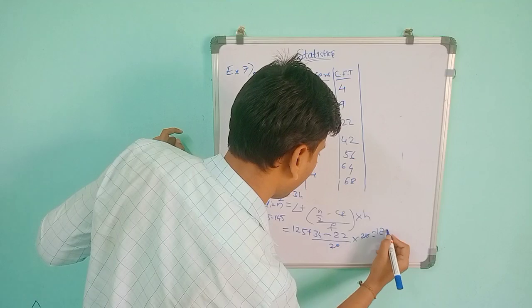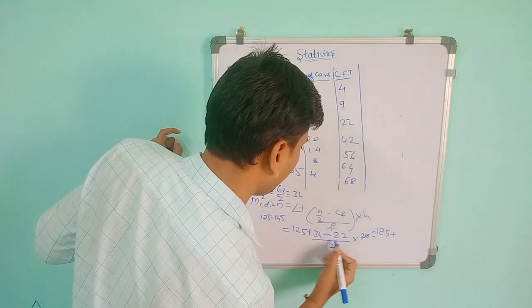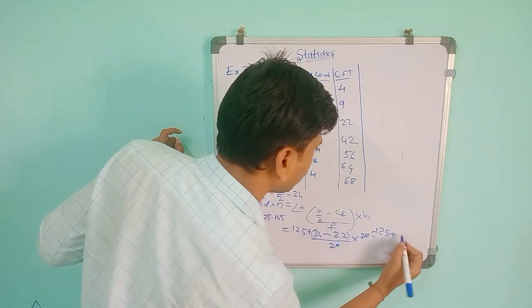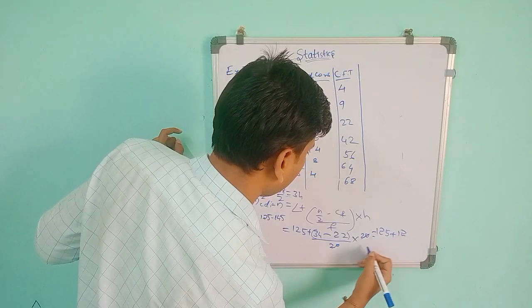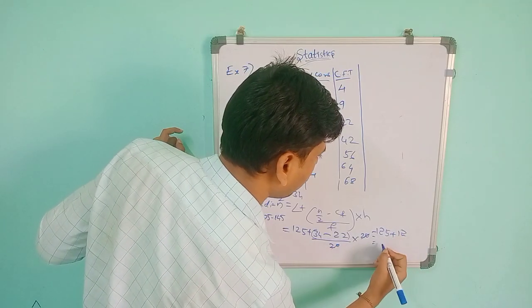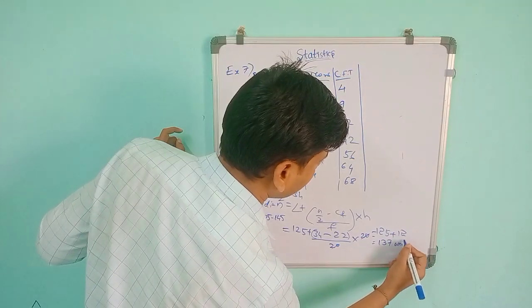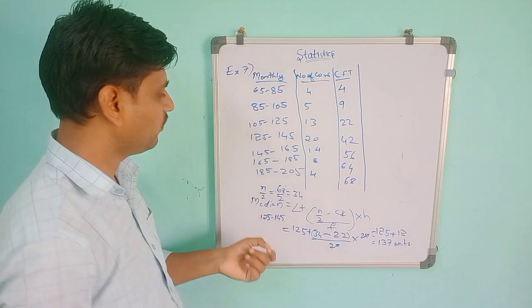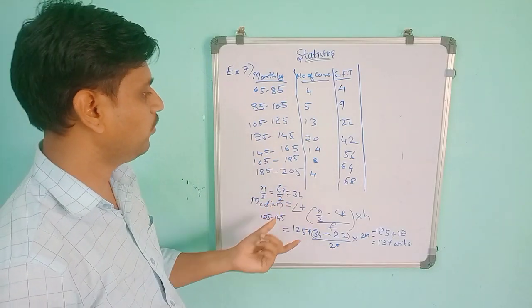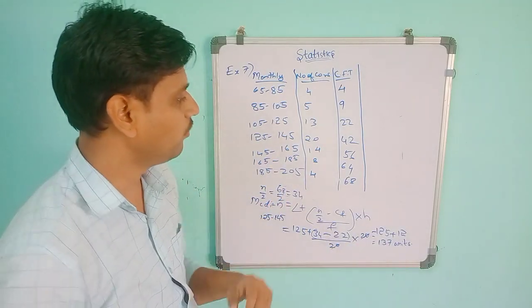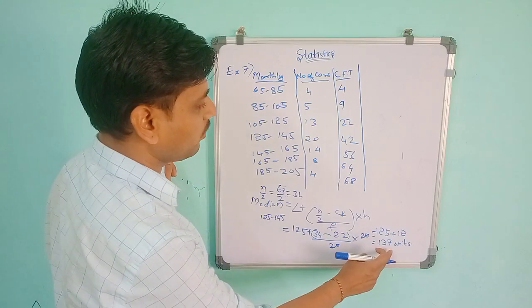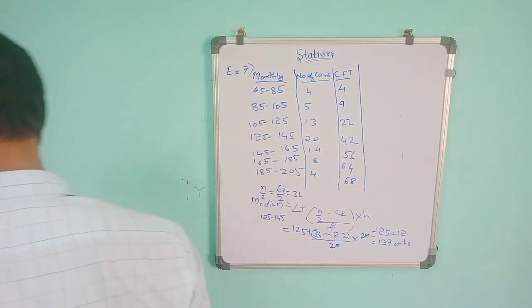Therefore 125 plus 34 minus 22 gives you 12. Then 125 plus 12 is 137. So the median of the consumption of the 68 consumers is 137 units. So the right answer is 137 units.